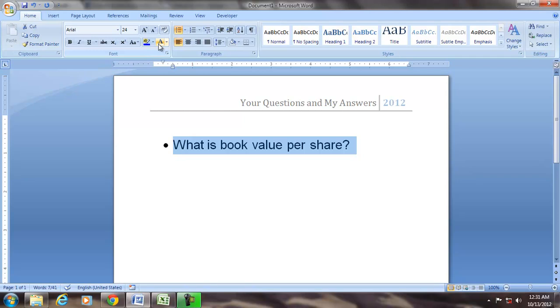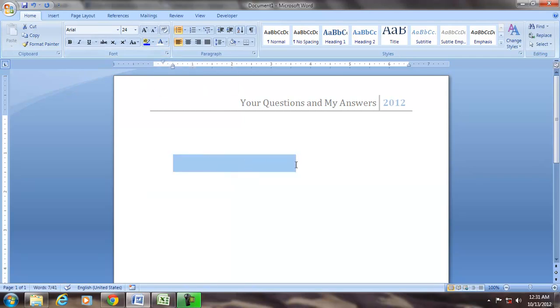Let us take the next question. The next question is, what are preference shares? Preference shares are a type of shares which have preference over the common shares or equity shares with respect to return on capital and return of capital.